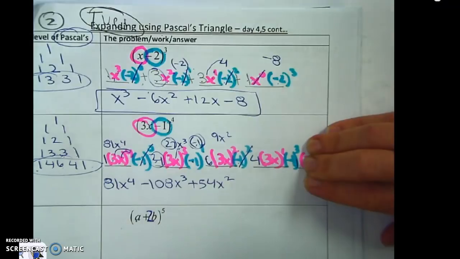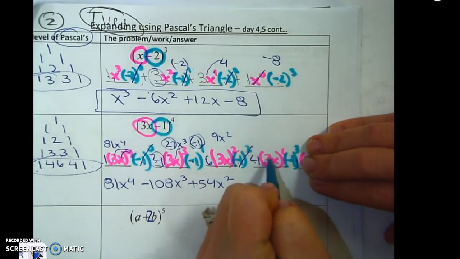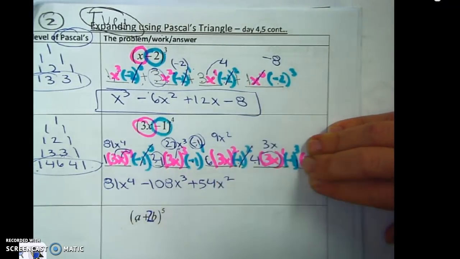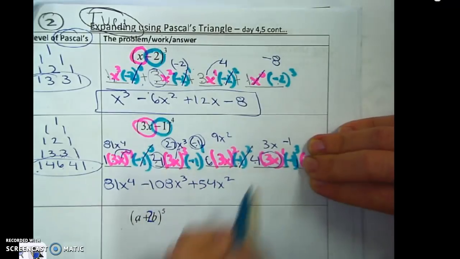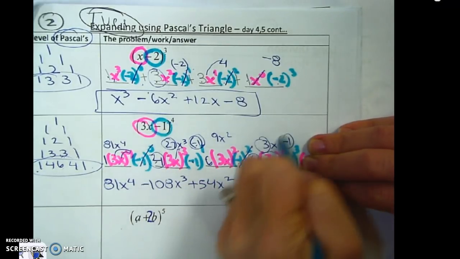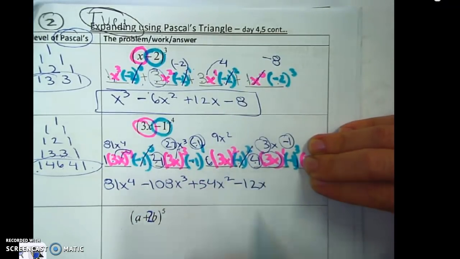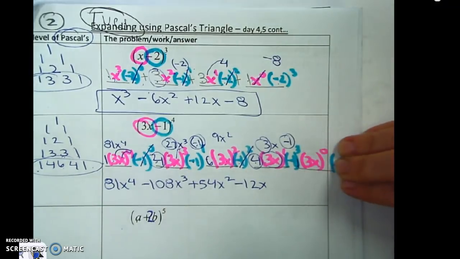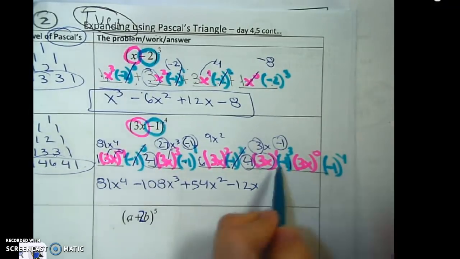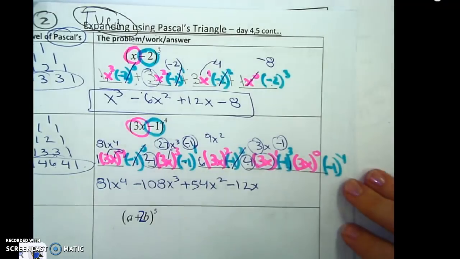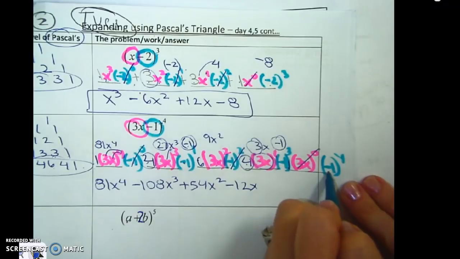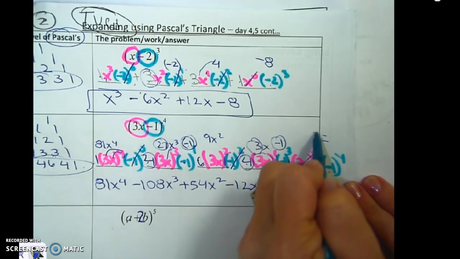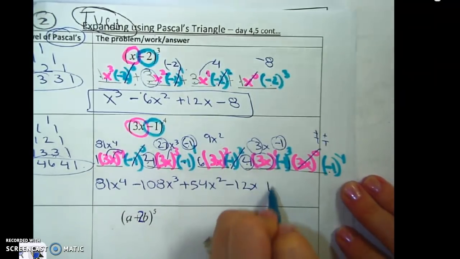Go to the next one. 4 stays. 3x to the first is just 3x, but I'll rewrite it for my own sanity. Negative 1 cubed means negative 1 times negative 1 times negative 1. So that's negative. So now I'm going to go 4 times 3 times negative 1, which is negative 12x. And see how it gets a little bit messy, so we got to be careful. This is the nice thing about pink and blue. 1 stays, anything to the 0 is 1. Negative 1 to the 4th power, negative, negative, negative, negative. It all turns positive, so plus 1.